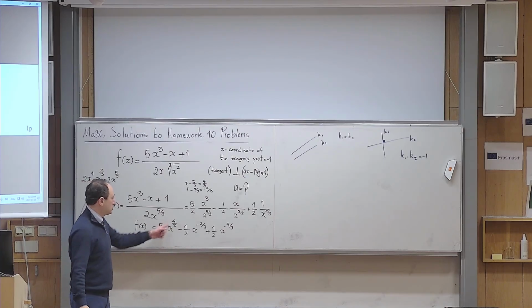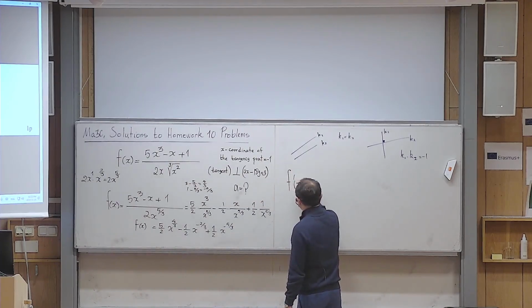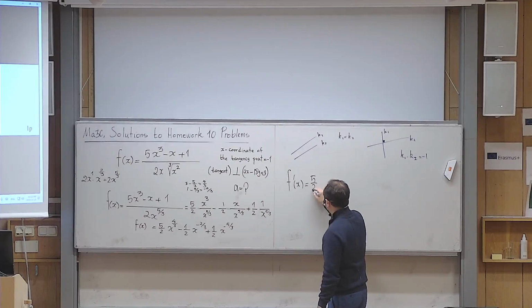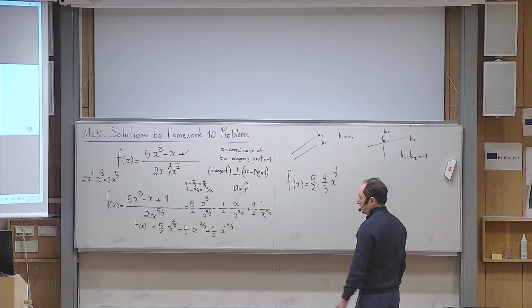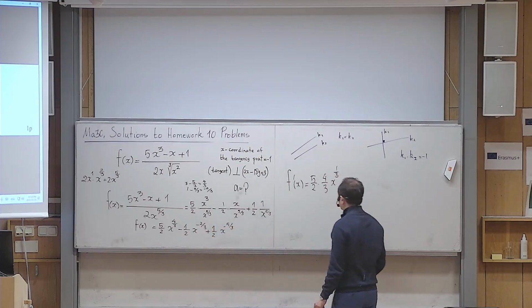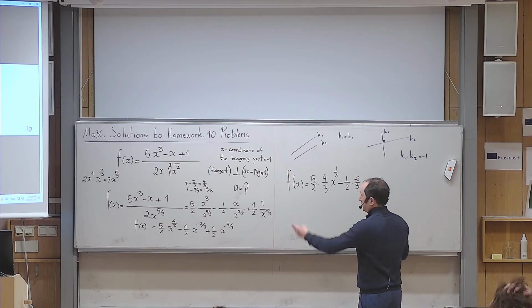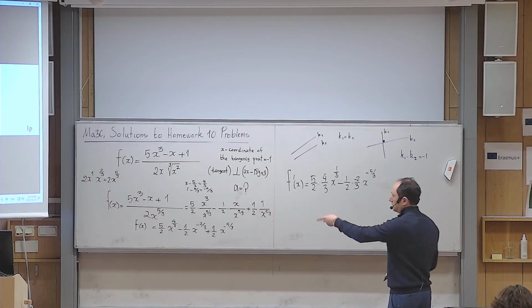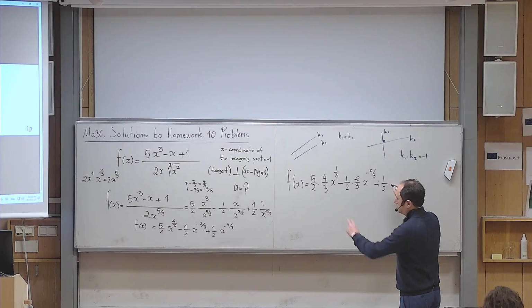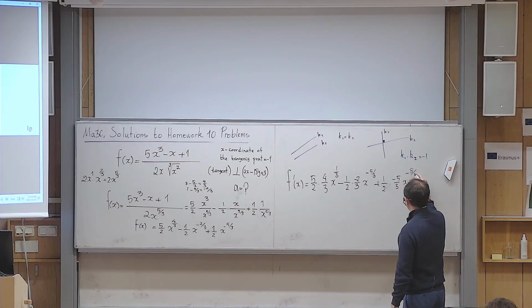And the rule is the same. 4/3 goes down and then subtracted 1 unit. So let me just do it. So f prime of x, I have 5/2. 4/3 goes down. X to the power of 4/3 minus 1. 4/3 minus 1 is 1/3. In this one, minus 2/3 goes down, so it is -1/2 times minus 2/3. And then x to the power of minus 2/3 minus 1, which becomes -5/3. And the other one is plus 1/2, minus 5/3 goes down. X to the power of -5/3 minus 1, -8/3.